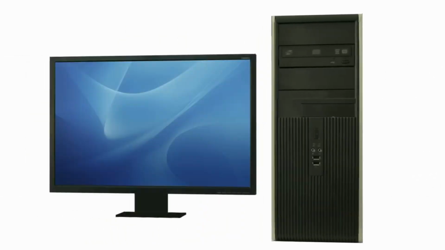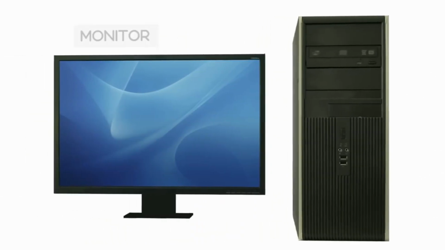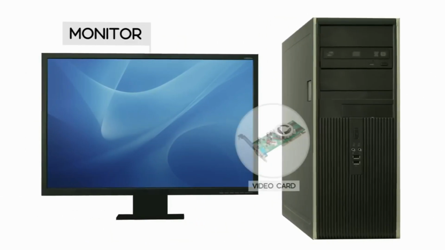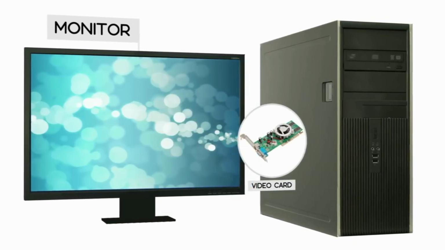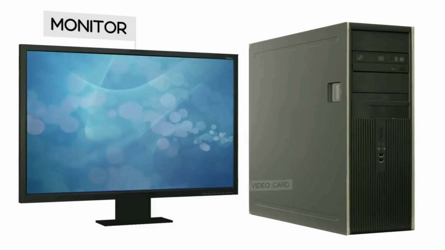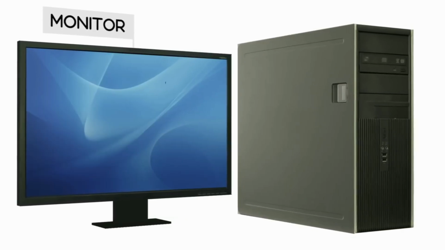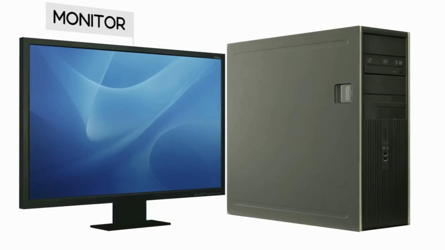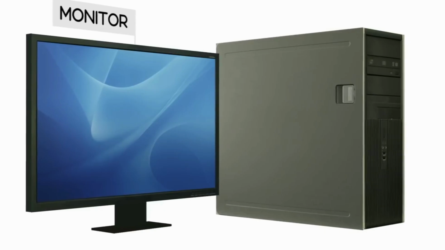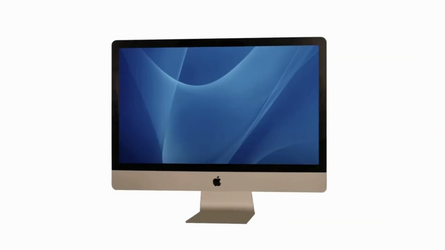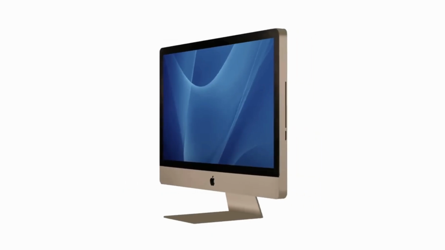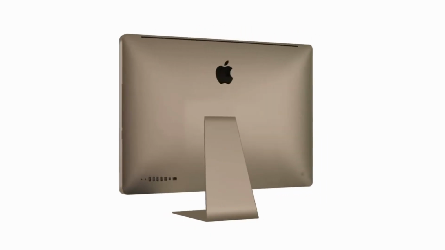In order to view anything on your computer, you'll need to have a monitor. The monitor connects to the video card inside your computer to display images and text on the screen. Most monitors have LCD or LED displays, which can be made very thin so they don't use much desk space. To save even more space, you can buy an all-in-one computer, which combines the monitor and the computer case into a single unit.